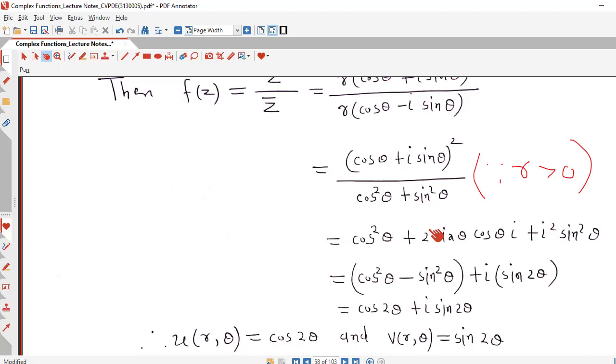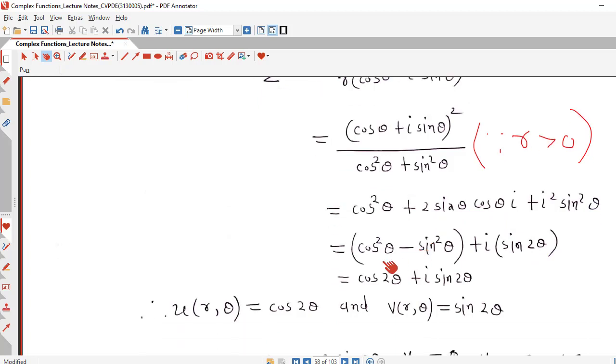So it is cos square theta plus 2 sin theta cos theta into i plus i square sin square theta, and if we put i square equal to minus 1, we have cos square theta minus sin square theta plus i into, and we write 2 sin theta cos theta equal to sin 2 theta, and also we know that this is nothing but cos 2 theta. So if we compare with u plus iv, u is cos 2 theta and v is sin 2 theta.